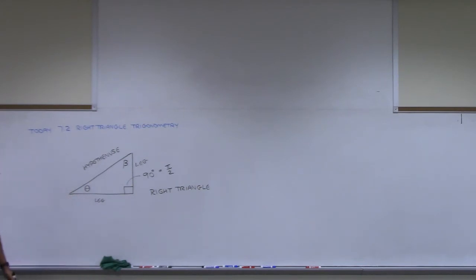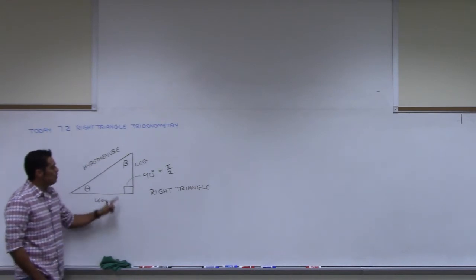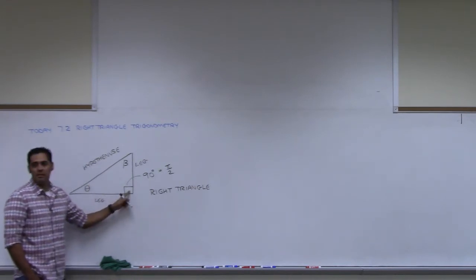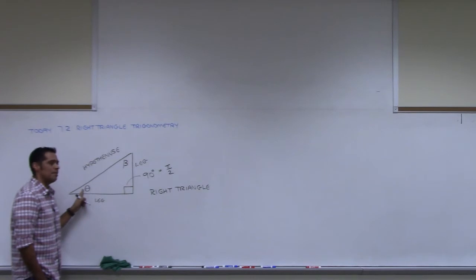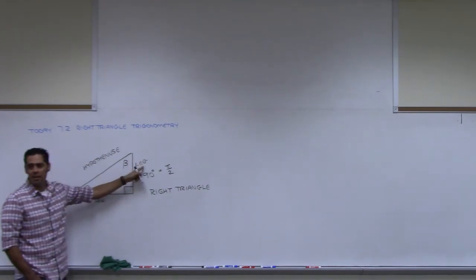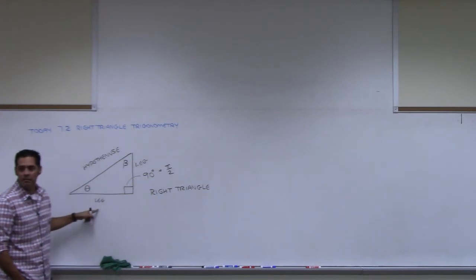All right, so let's just get some terminology and some understanding of the picture here. If I say, what is the side opposite of the 90? You would be talking about the hypotenuse. If I say, what is the side opposite of theta? You'd be talking about this leg. And the side opposite of beta would be this leg. Okay? We all right with that?